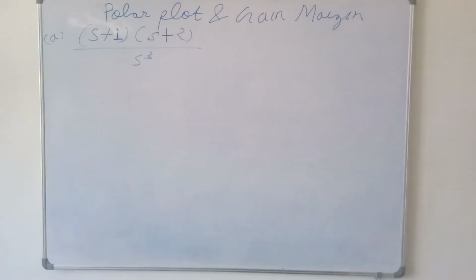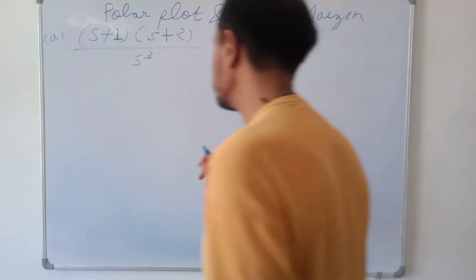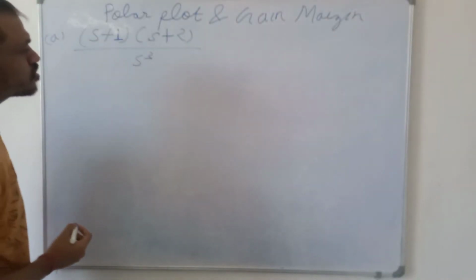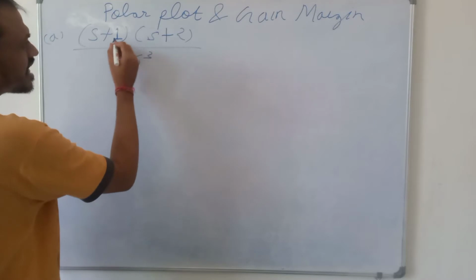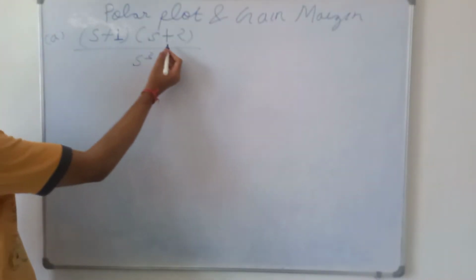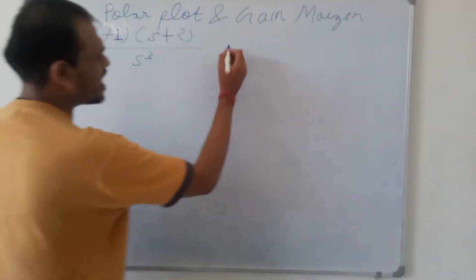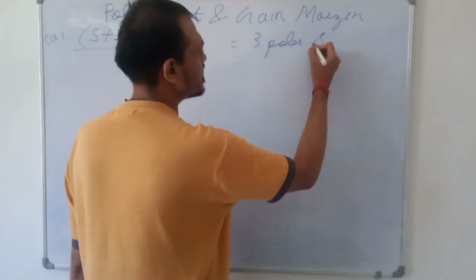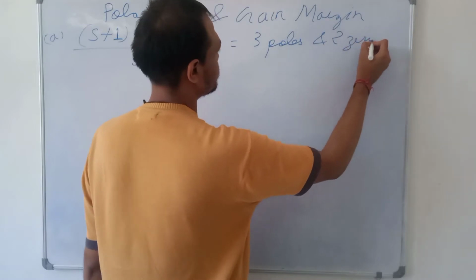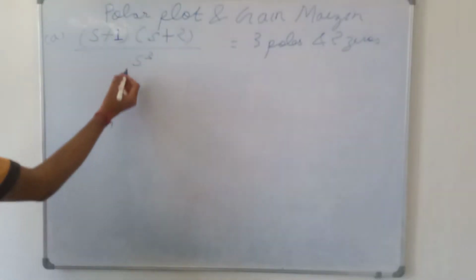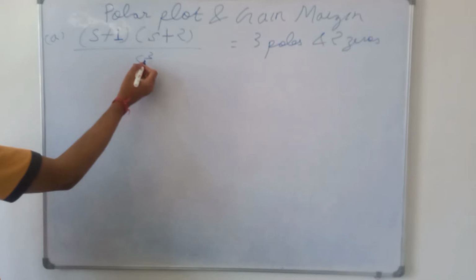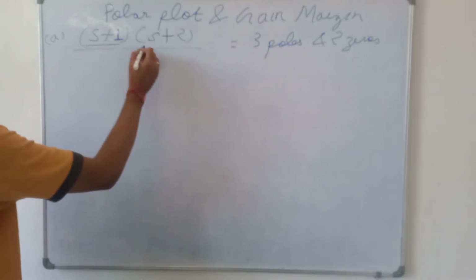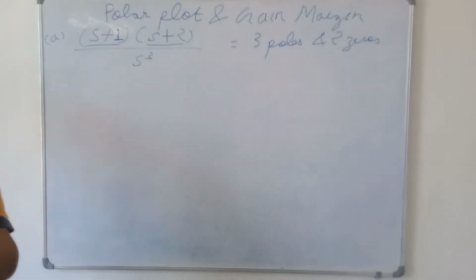In this video, we will discuss how to find most easily the polar plot and the gain margin of any system. So this is the question: (s plus 1)(s plus 2) upon s cube. There are 3 poles and 2 zeros. There are 3 poles because of the s cube term, and 2 zeros because one zero is s plus 1 and the second zero is s plus 2.